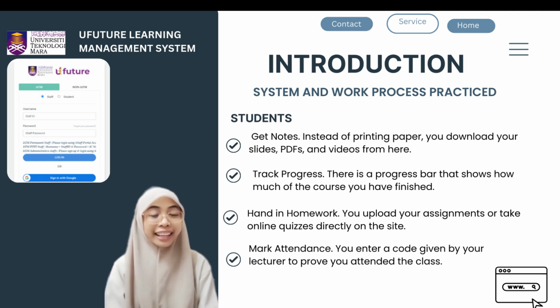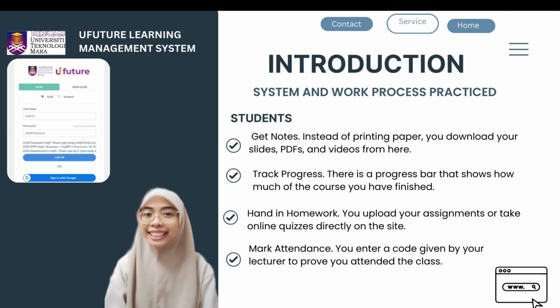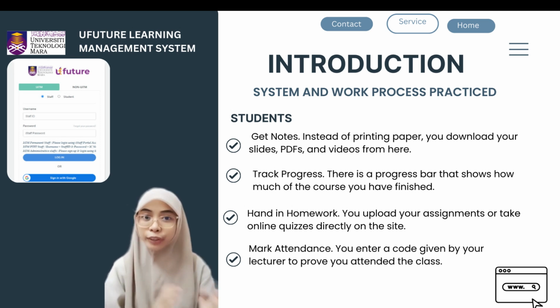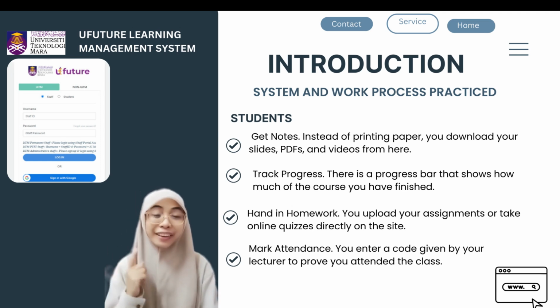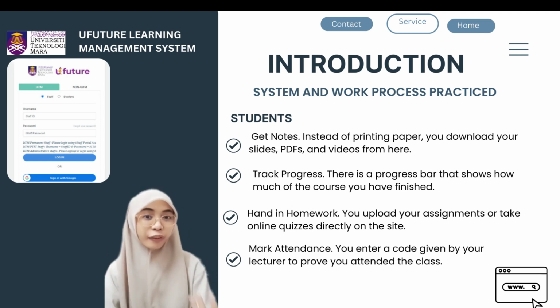Okay. For UFuture, we have the system and work progress perspective. We have two user types for UFuture. First is for students and second is for lecturers. Okay, let's start with students.